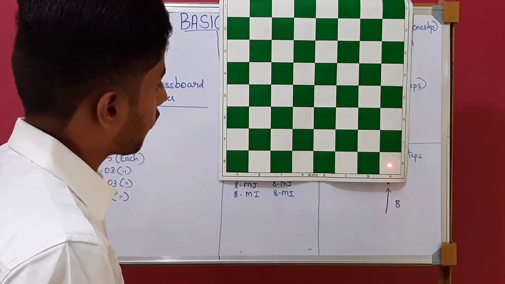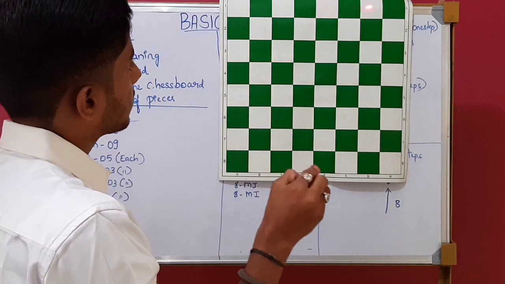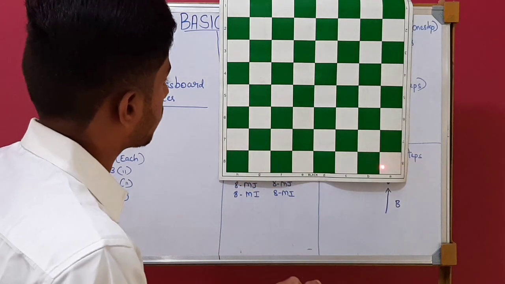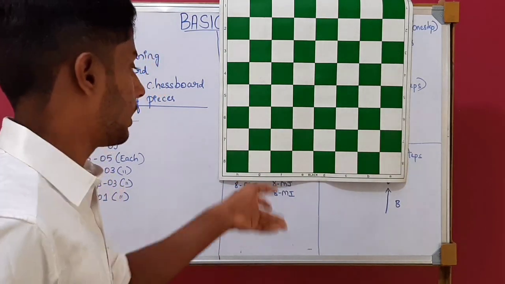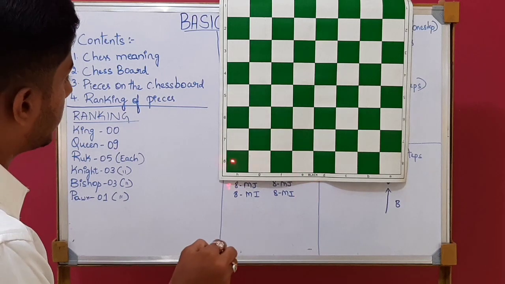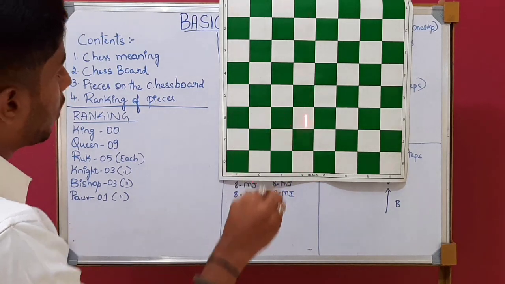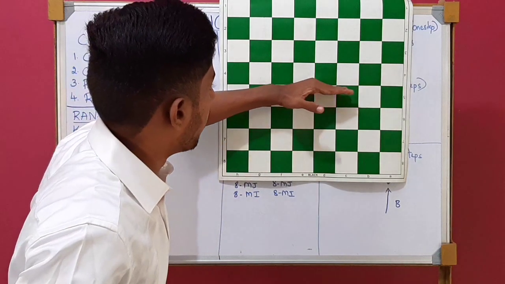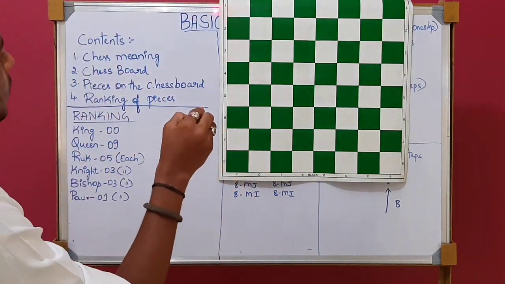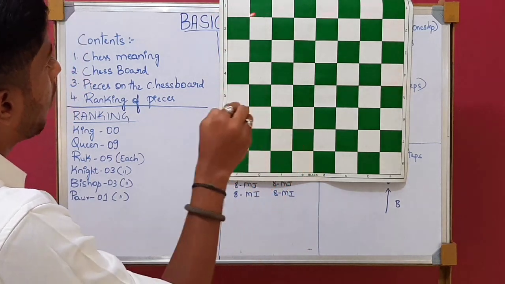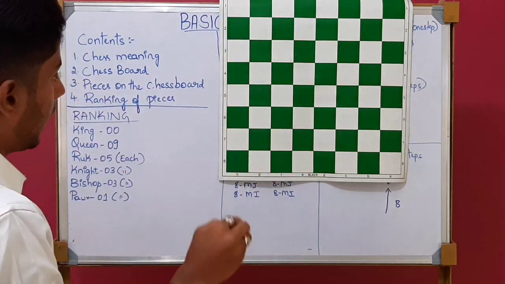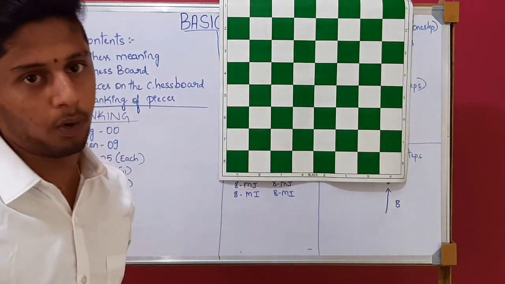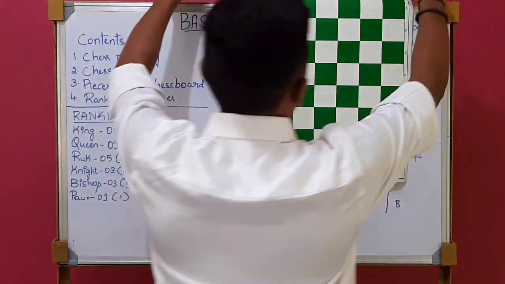The squares from A to D are also known as queen side squares. And the remaining squares from E to H are known as king side squares. And the half of this board, which means ranks 1 to 4, belongs to the white pawns. And the remaining ranks 5 to 8 belong to the black pawns. These are about the chessboard.